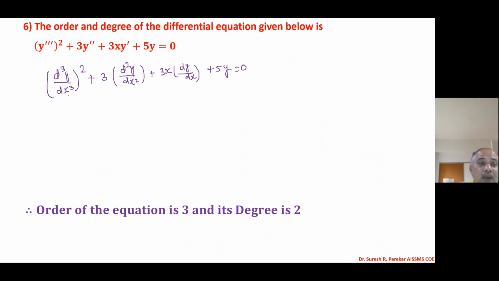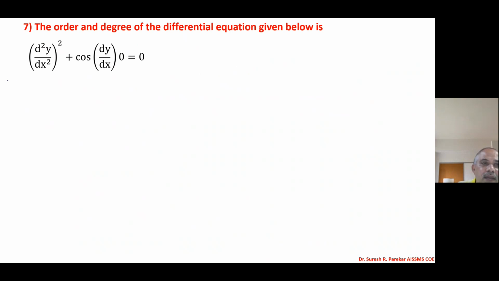And therefore we have the highest derivative, we have this 3 because this is 2, this is 1, and here we have only the dependent variable, and therefore the order will be 3 and the degree will be 2.